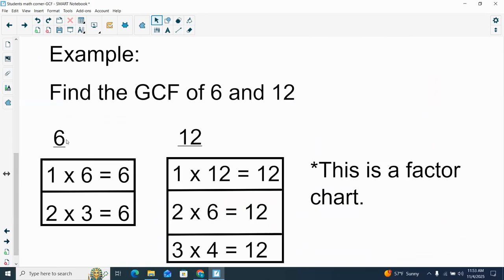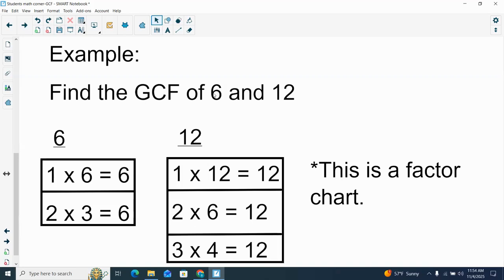So for the number 6, I'm going to look for the numbers that equal 6. 1 times 6 equals 6. 2 times 3 equals 6. And those are the only numbers that you can multiply together to get 6. For 12, I've got 1 times 12 equals 12. 2 times 6 equals 12. 3 times 4 equals 12. And these are the only numbers that you can multiply together to get 12.